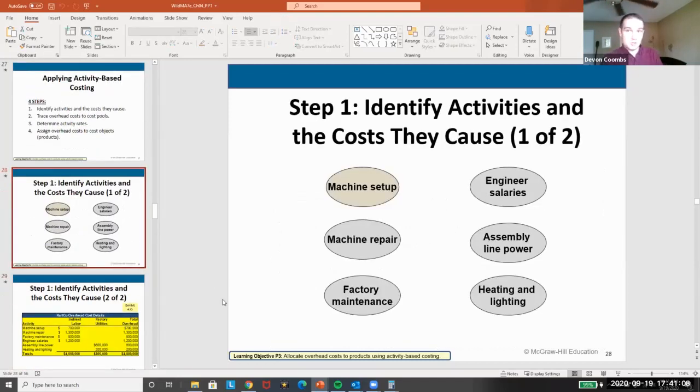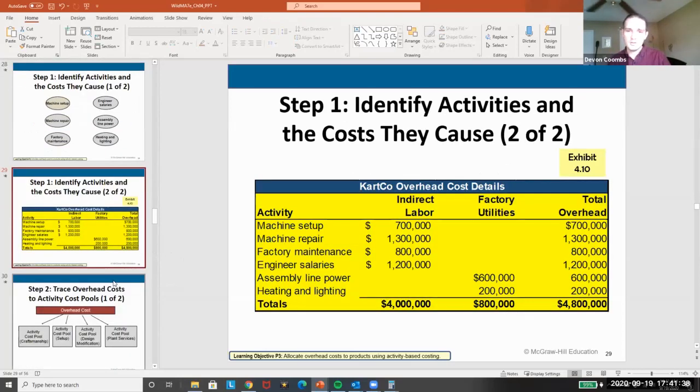So again, we can do activities based on anything, right? Anything your mind can think of, we can make an activity as long as there's some kind of correlation or relationship to the cost we're trying to allocate. And so examples that you'll see in your homework or your life are machine setup, machine repair, factory maintenance, engineer salaries, line power, heating and lighting, direct labor. You can name it. You can go pretty much with anything. So let's say we identified these 6.